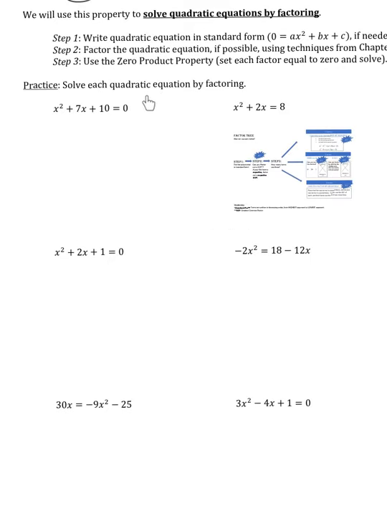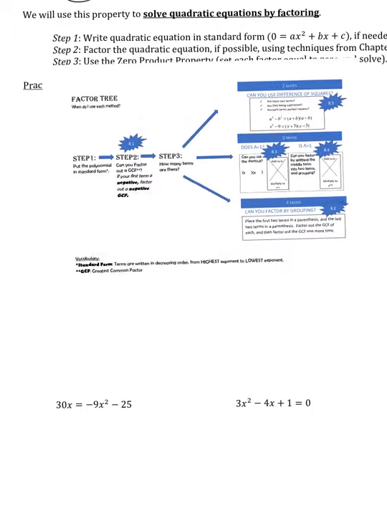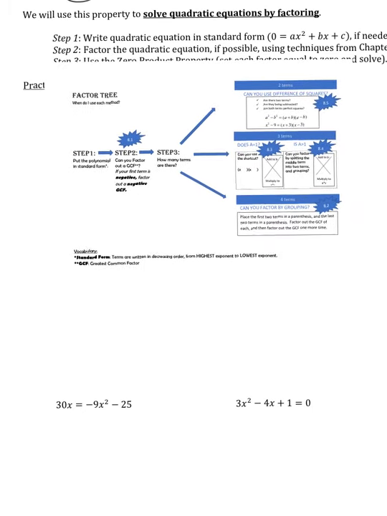We're going to start by solving this quadratic equation by factoring. Step number 1, make sure that it's in standard form: x squared, x, and no power. Yes, it is. Step number 2 is to factor the equation. Do you remember from chapter 8 we had a factor tree? Step 1 was to put it in standard form, which we just did.